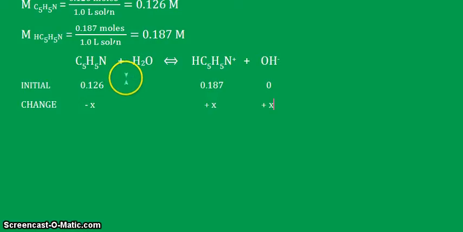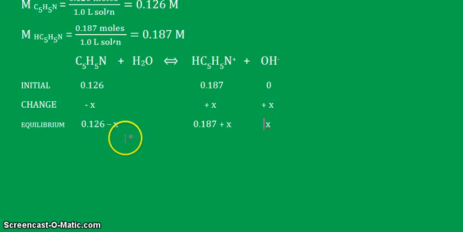Now for the change, of course, this will be used up in the reaction. So we have negative x. The x here will then represent the change. So for the conjugate acid, of course, it will be formed, so that's plus x, and also for your hydroxide ion. Then the next will be at equilibrium.